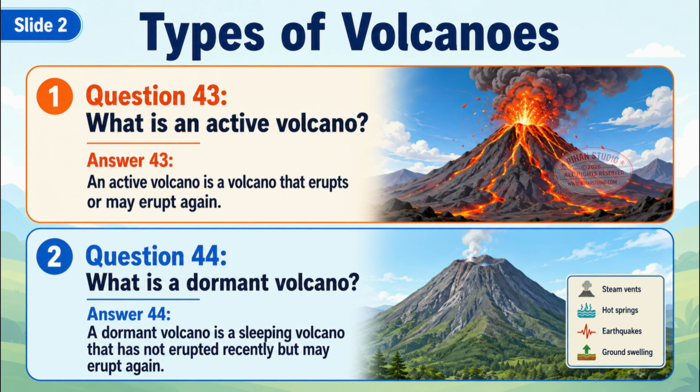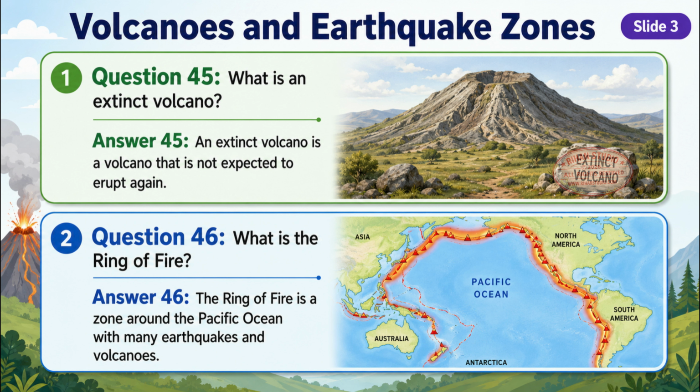Question 44. What is a dormant volcano? Answer 44. A dormant volcano is a sleeping volcano that has not erupted recently but may erupt again. Question 45. What is an extinct volcano? Answer 45. An extinct volcano is a volcano that is not expected to erupt again.